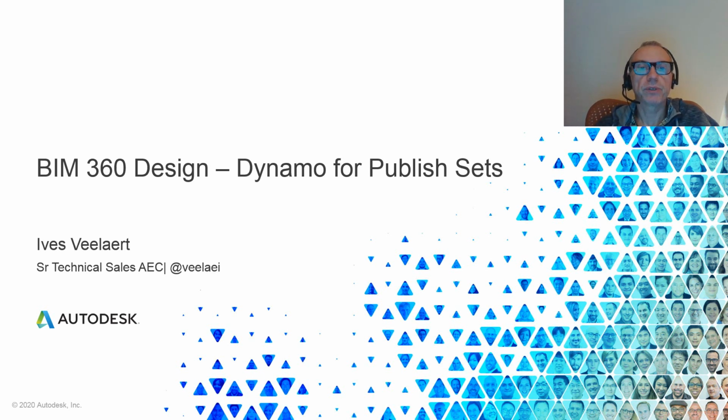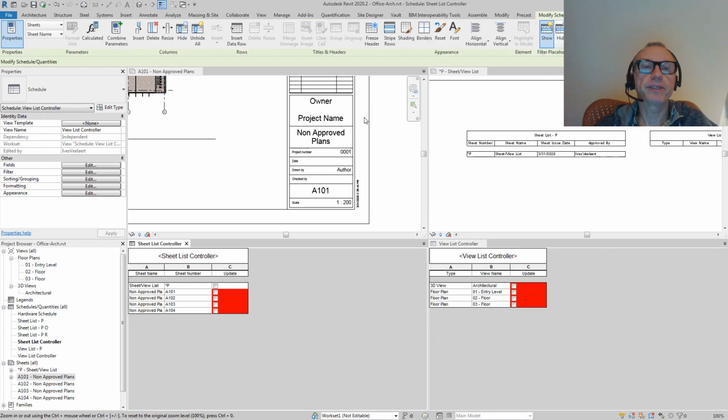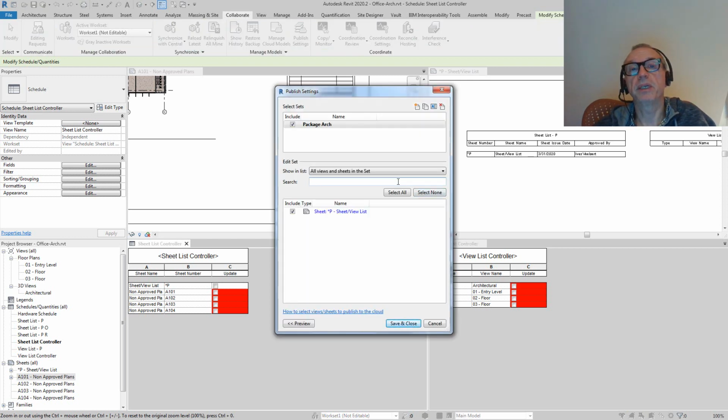In this session, we're going to be looking at how Dynamo can help us in publishing sheets and views, create publish sets, if you will, and push them onto BIM 360 Docs. As I mentioned in a previous session, when we look at Revit, the file that we're working on isn't actually the file that you would see on BIM 360 Docs. It is visually correct as to what we see, the stuff that's on BIM 360 Docs, but it's being defined by what we see in the published settings, right?